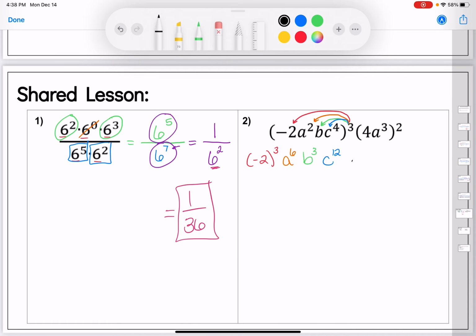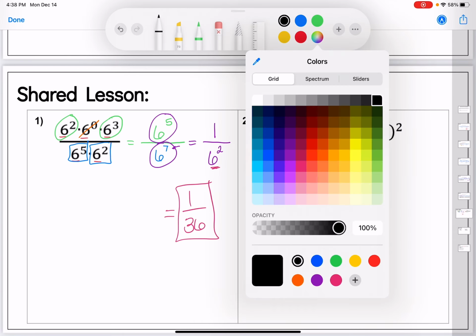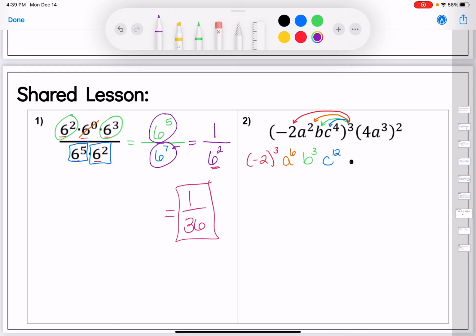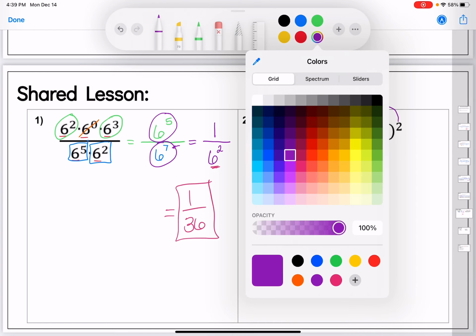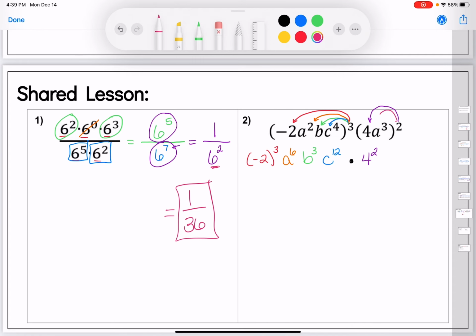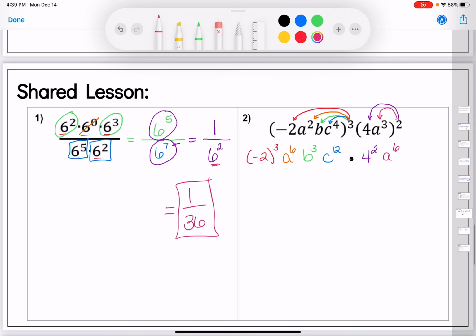All right, now I have my next set of parentheses here. So now I'm going to start distributing this 2 over here on the other one. So I have 2 to the base of 4, so this becomes 4 to the 2nd. And then I distribute my 2 to the next base, which is a. And that already had an exponent of 3, so I have to multiply again. 3 times 2 is 6, so I have a to the 6th.